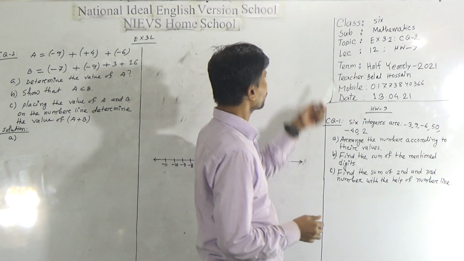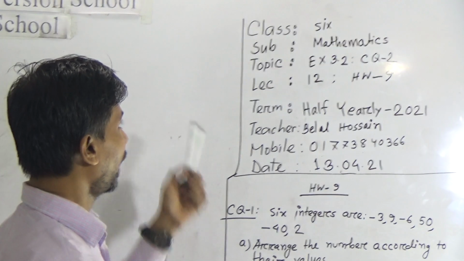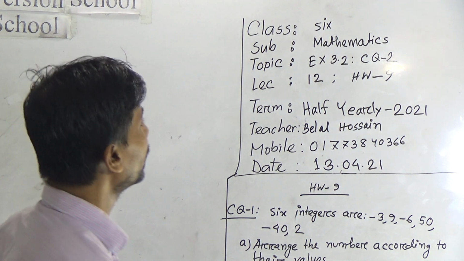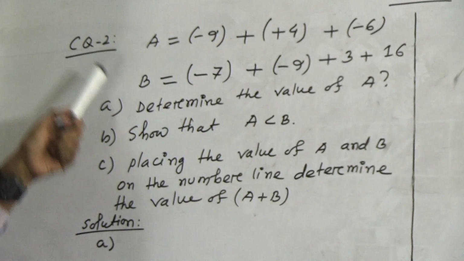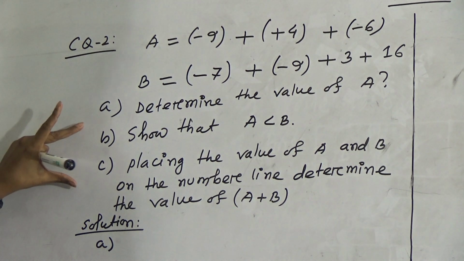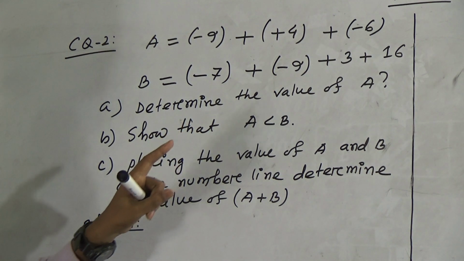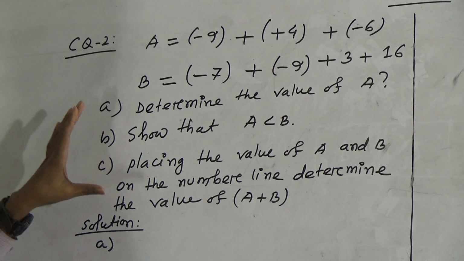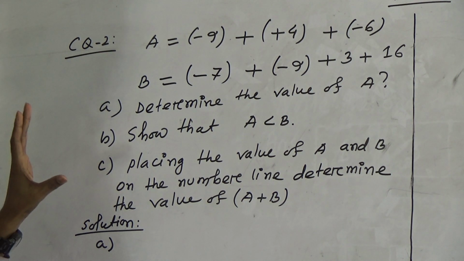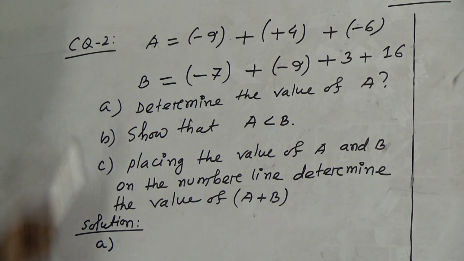Student, notice today our lecture number is 12, HW Norm 9, and the topic is exercise 3.2 CQ2. This question is made on the basis of exercise 3.2. You won't find this question in your book, but this CQ is similar to exercise 3.2. Okay, look, at first read the questions.